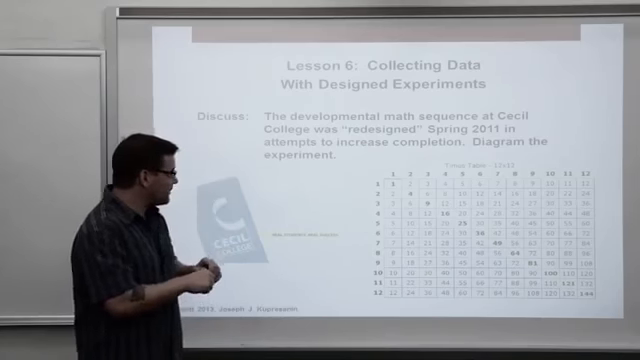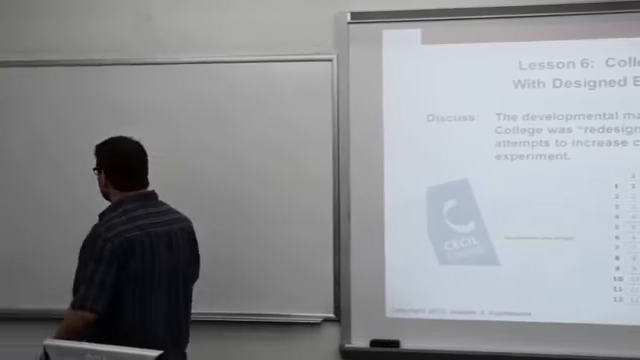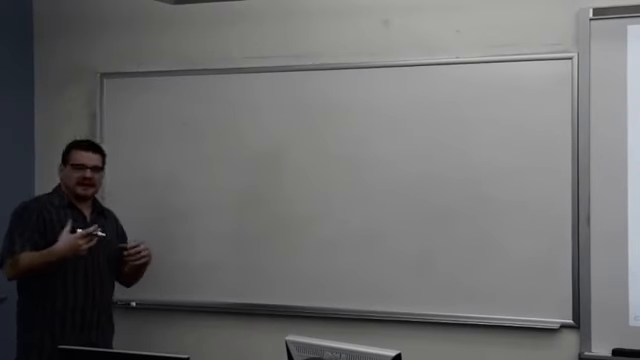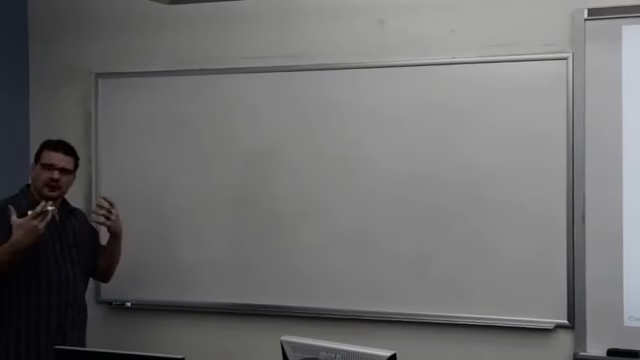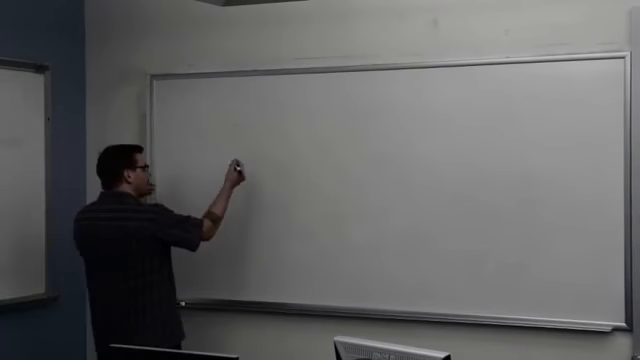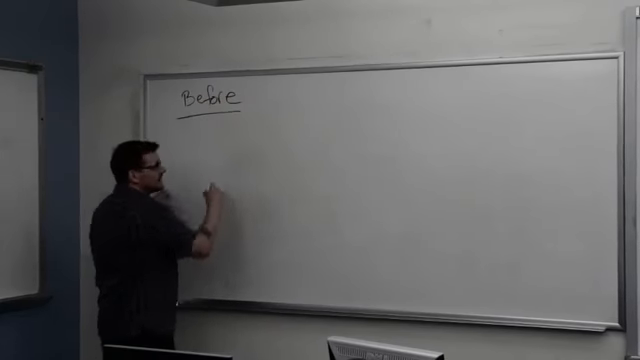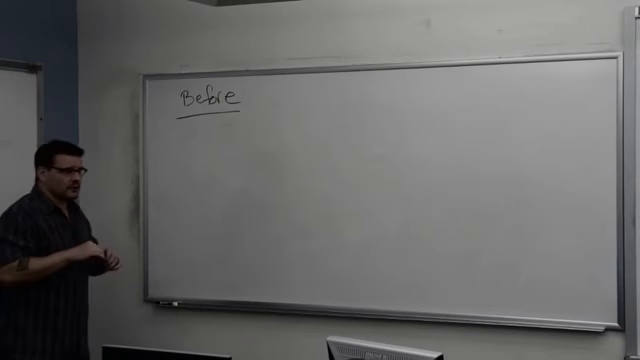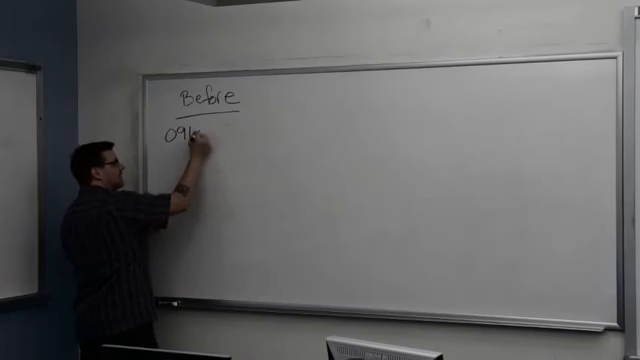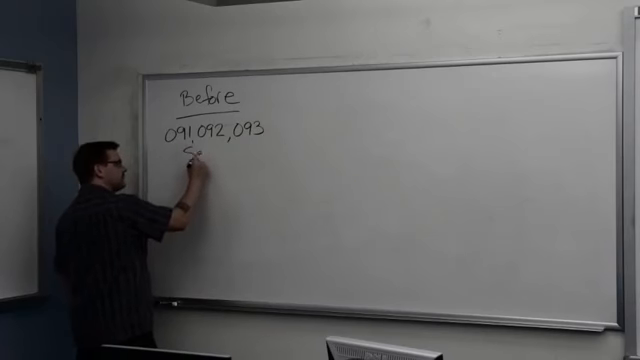Okay, so diagram the experiment. I'm going to go over here to the sideboard, and I'd just like to write down some notes. When we're doing a designed experiment, basically as a researcher or statistician, we are manipulating some factors in attempts to change the outcome. Okay, so before the math redesign, let's think about how the developmental math classes were run. For one, we had separate rooms. So Math 91, 92, and 93 were all in separate rooms.